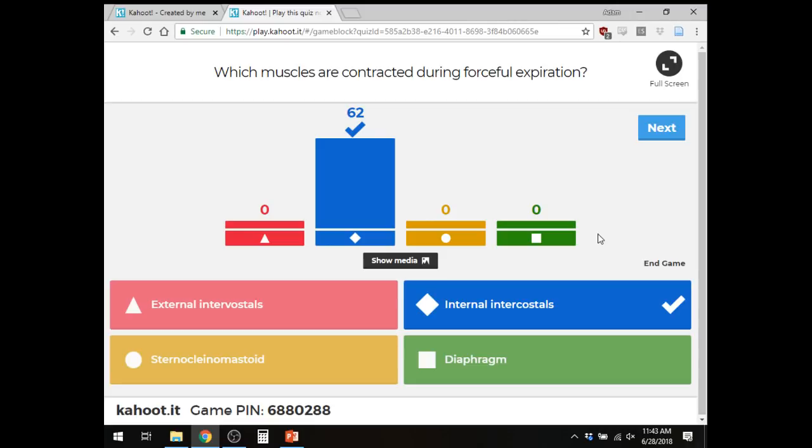However, on forceful expiration, because normal expiration is done by what? It's all passive, right? Just that elasticity of the lungs and the fact that you're relaxing the diaphragm really helps with the expiration there. But with the forceful expiration, we're going to have the internal intercostals contracting. What else contracts along with it? The abdominal muscles are also going to help to squeeze that out, right? Good.